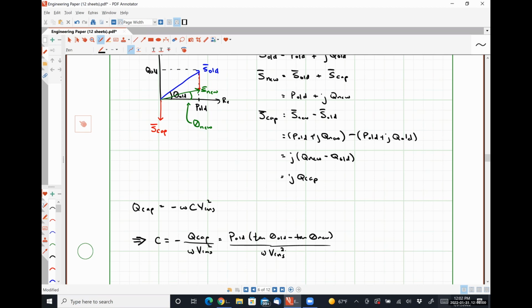If you want a perfect power factor, you don't ever want, so power factor of 0 means that you're operating at 100% inefficiency. Yeah, power factor of 1, exactly right. Then theta new would be 0 degrees, absolutely right.